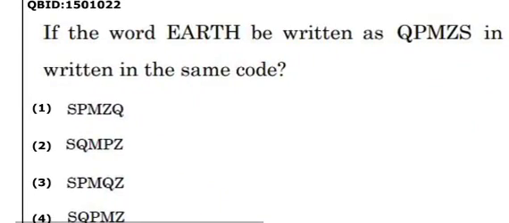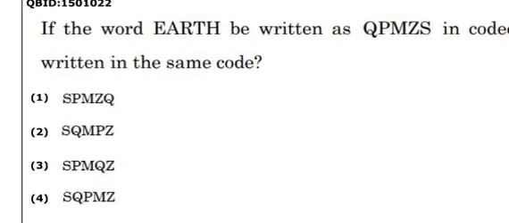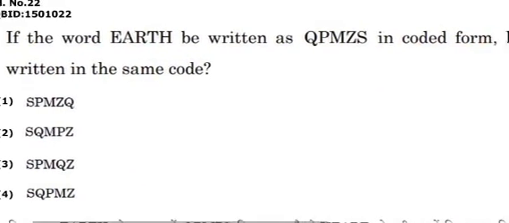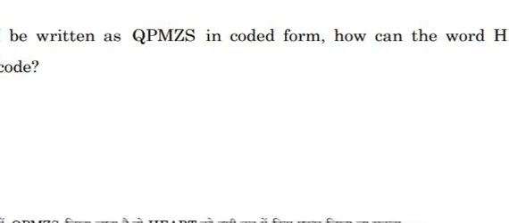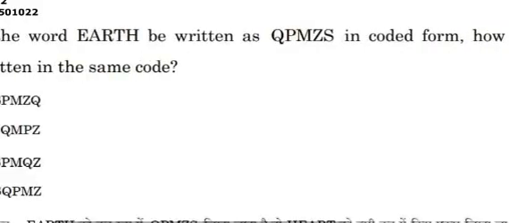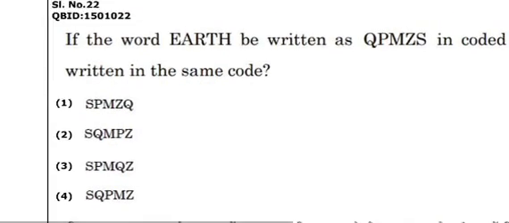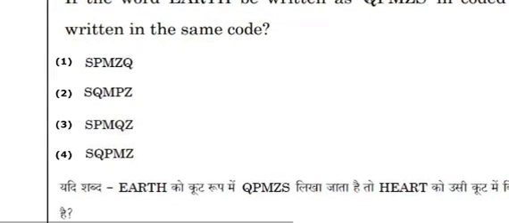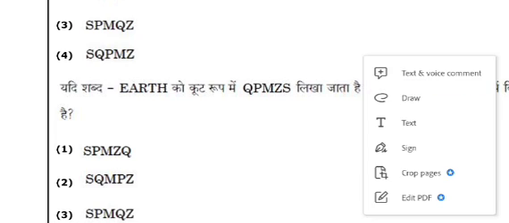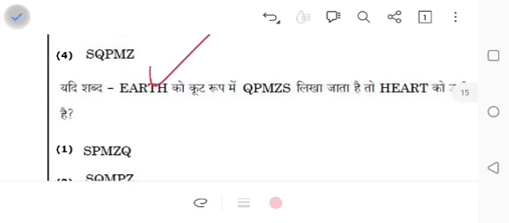Next, if the word EARTH be written as QPMZS in coded form, how can the word HEART be written in the same code? So it will be number D, that means SQPMZ. 22 is done.